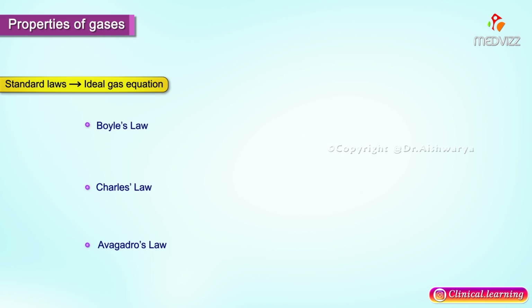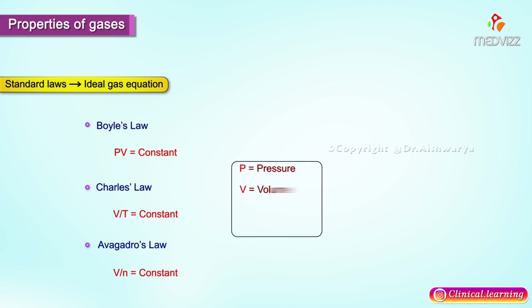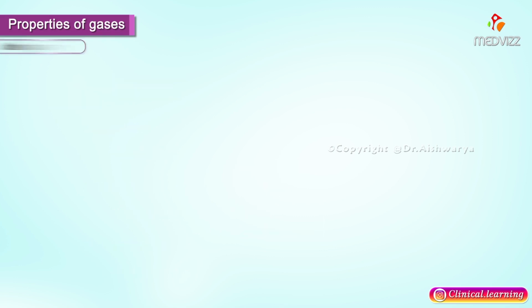So what is Boyle's law? Boyle's law states that PV is equal to constant, and Charles' law gives us the formula V by T is equal to constant, and Avogadro's law shows us V by N is equal to constant, where P is the pressure, V is the volume, N is the number of moles, and T is the temperature. And with all these three formulas, the ideal gas equation can be derived, that is PV is equal to nRT.